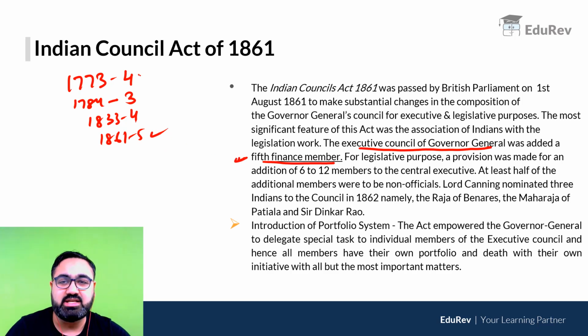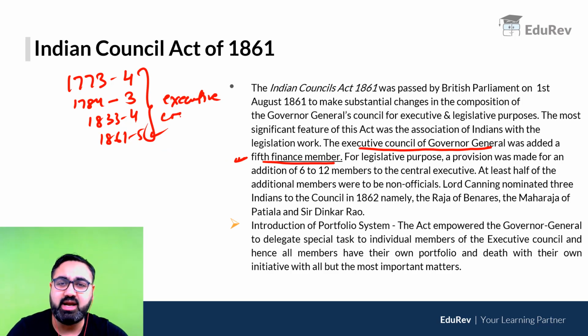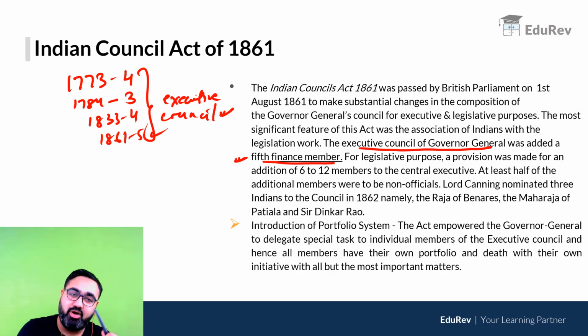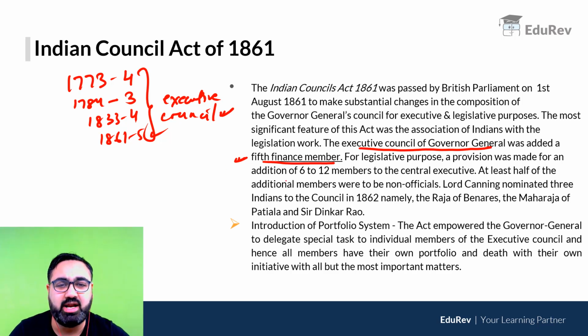As I discussed earlier, this was the Executive Council, not the law making body. They were not making laws. They were just the executing council. So they were making the policies and executing laws. For legislative purposes, 6 to 12 more members were now added to the central executive. 6 to 12 more members had come.